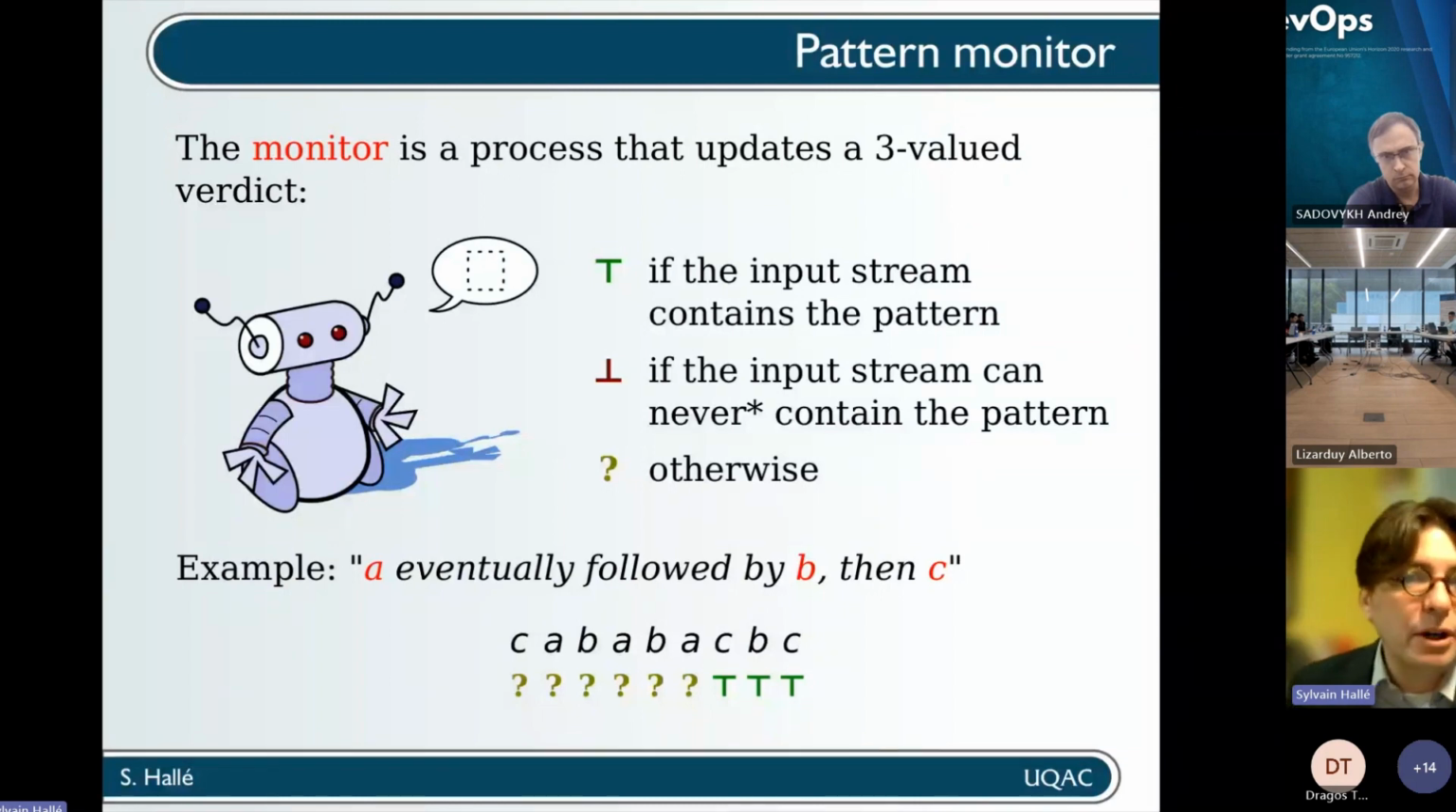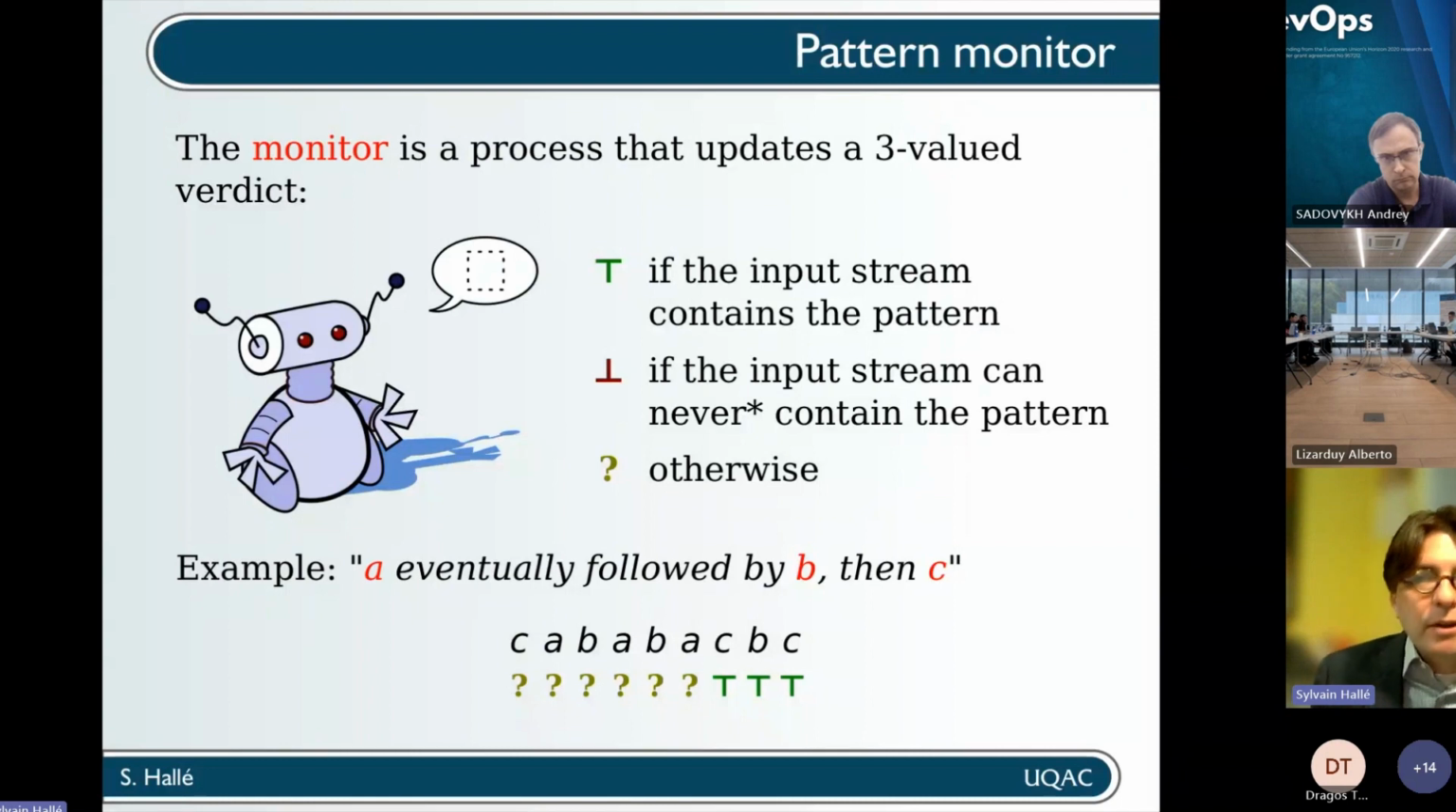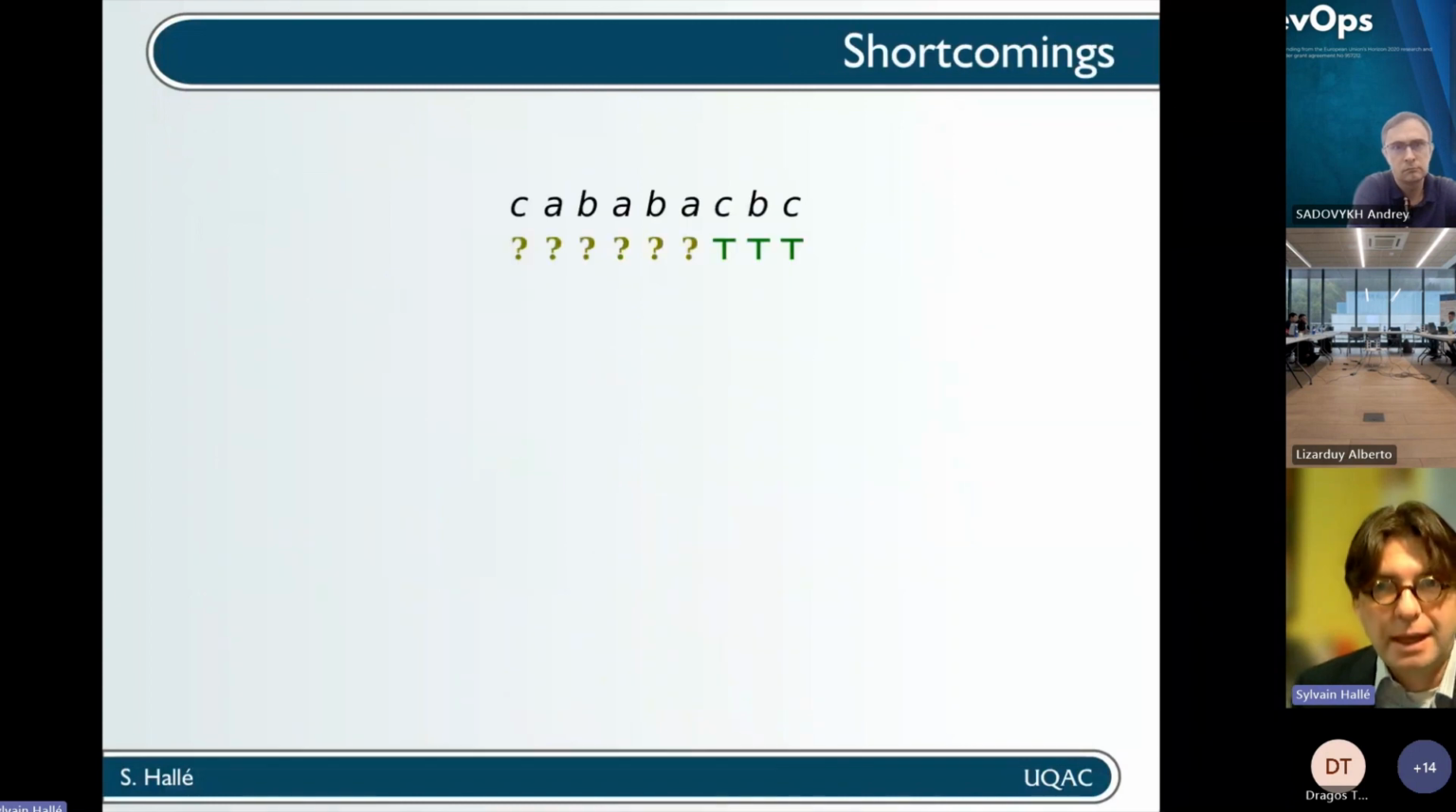And you have an example at the bottom of the slide. If the simple pattern I want to observe is I see an A eventually followed by a B and eventually followed by a C, you see that as the stream of events is produced, the monitor produces a verdict that gets updated, and in this case becomes true as soon as the sequence of events that we are looking for has been observed in the stream.